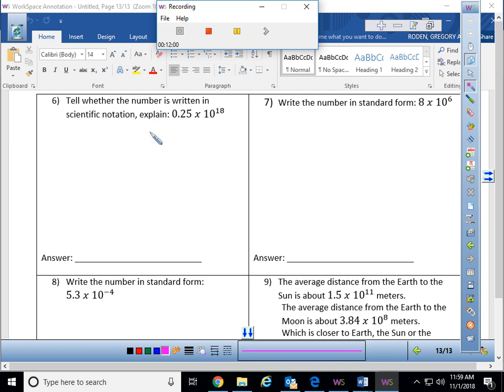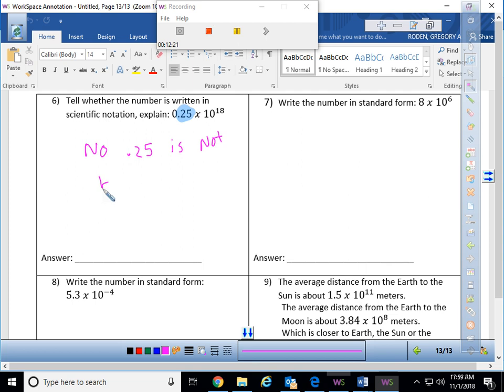All right, is this number in scientific notation? No way is it in scientific notation, because this number right here is not between 1 and 10. So you would say no, 0.25 is not between 1 and 10. And I don't think you have to put it on the line here.